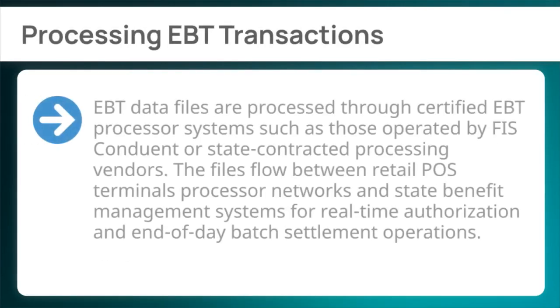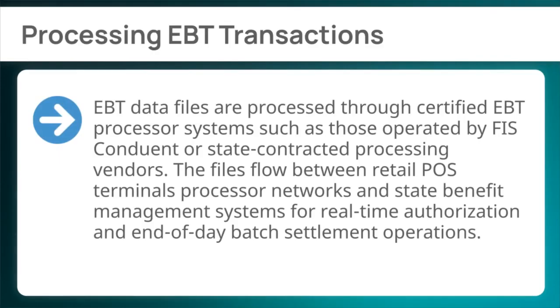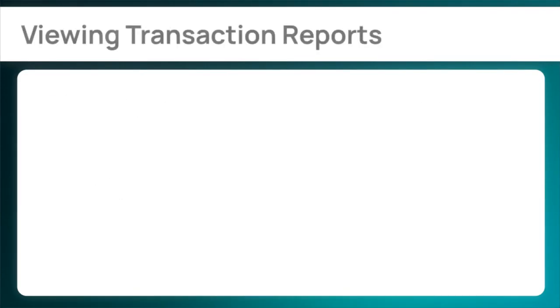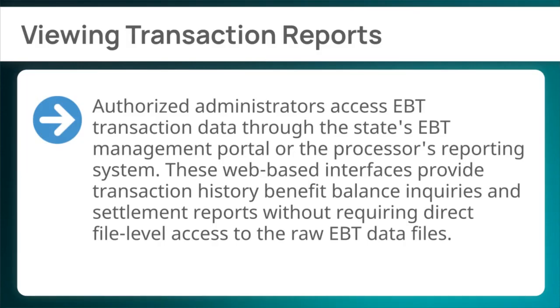Next, processing EBT transactions. EBT data files are processed through certified EBT processor systems, such as those operated by FIS Conduit or state-contracted processing vendors. The files flow between retail POS terminals, processor networks, and state benefit management systems for real-time authorization and end-of-day batch settlement operations.